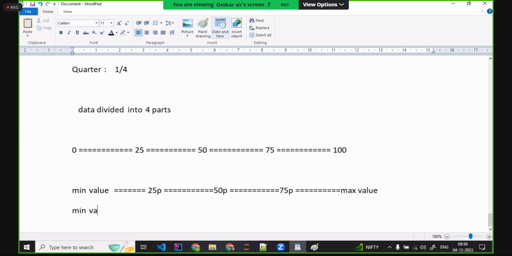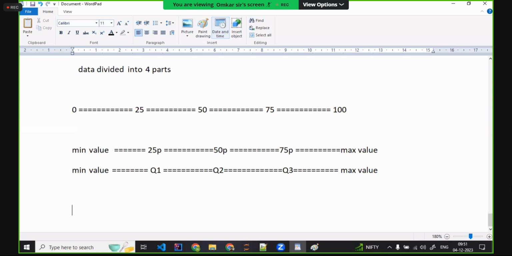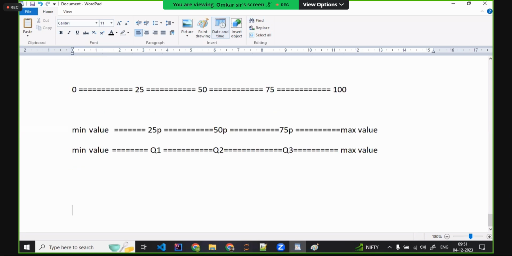So from the minimum value till 25 is called the Q1 value, and next the Q2 value, and next the Q3 value, and then the maximum value. The data will be divided like this. Minimum value to 25, 25 to 50, 50 to 75, 75 to 100. But in statistics, there is no concept of 100 and no concept of 0. The 0 we consider as the minimum value and 100 we consider as the maximum value.